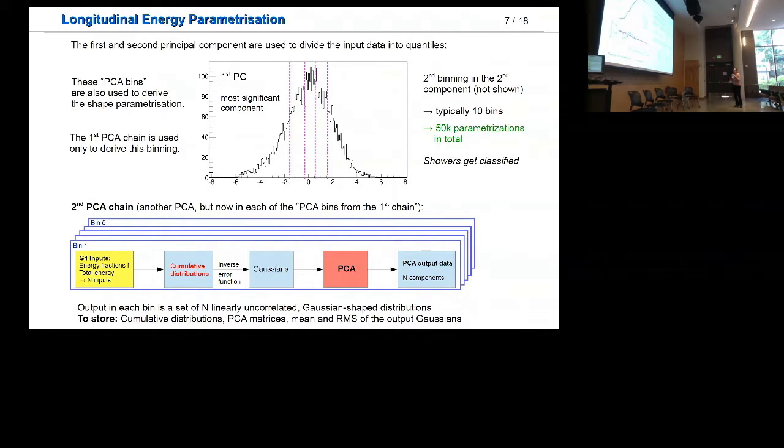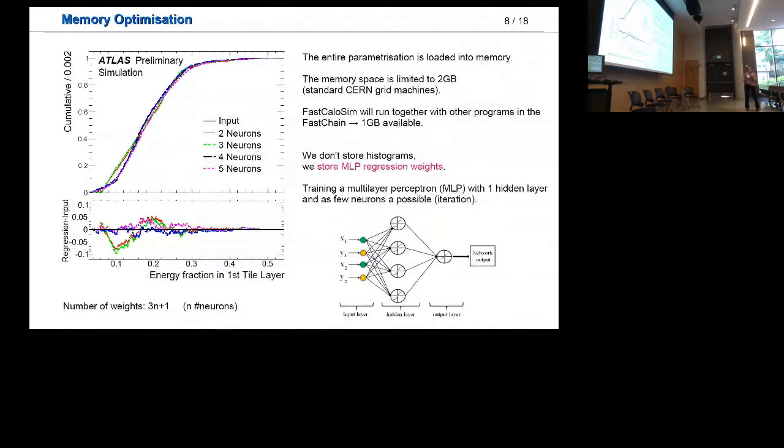Now, we have 50,000 parameterizations, and if we want to use those, we have to load them into memory each time we want to run the simulation job. We are limited because typically this machine has only 2 gigabytes. And when we also want to run other things, then let's say we have 1 gigabyte. So we're looking for ways to reduce the memory that we need. It's really an important thing for us.